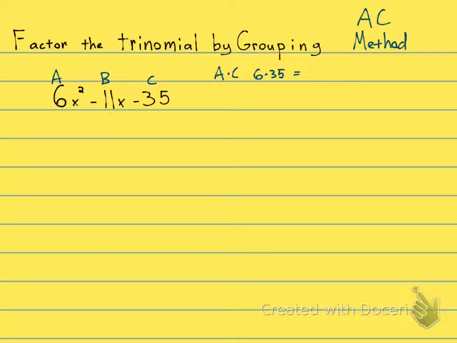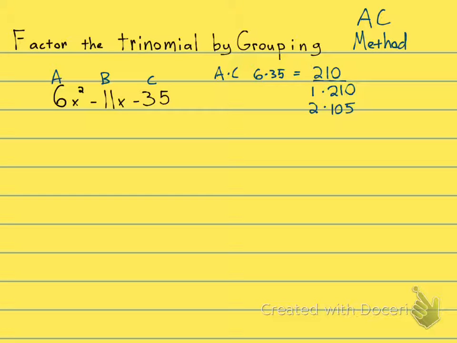So let's do A times C. A is 6 and C is 35. 6 times 35 gives me 210. Now, grab your calculator. Let's list all of the factor pairs that give me 210. I'm starting with the number 1. 1 times 210. What about 2? 2 times what? 210 divided by 2 is 105.